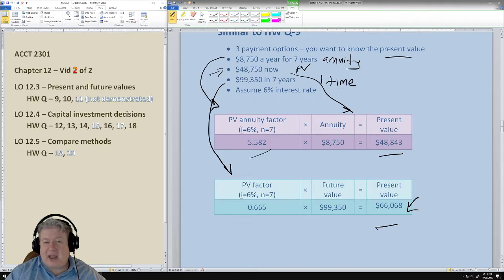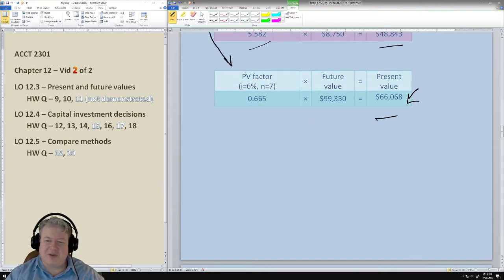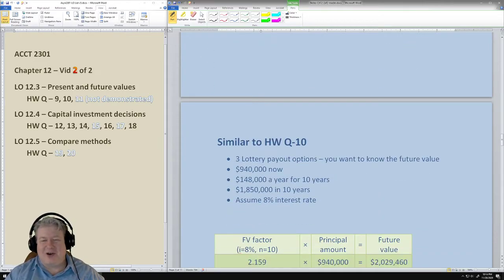But are you willing to wait 7 years? Could you get more than 6%? Who knows? But the point is that 48,000 now is a lot less than 99,000 in 7 years. Not just the nominal amount, but the present value amount. 99,000 in 7 years is worth 66,000 today. So, would you be able to wait 7 years for 99,000? That's a question. I don't know. We don't have that question on the homework.